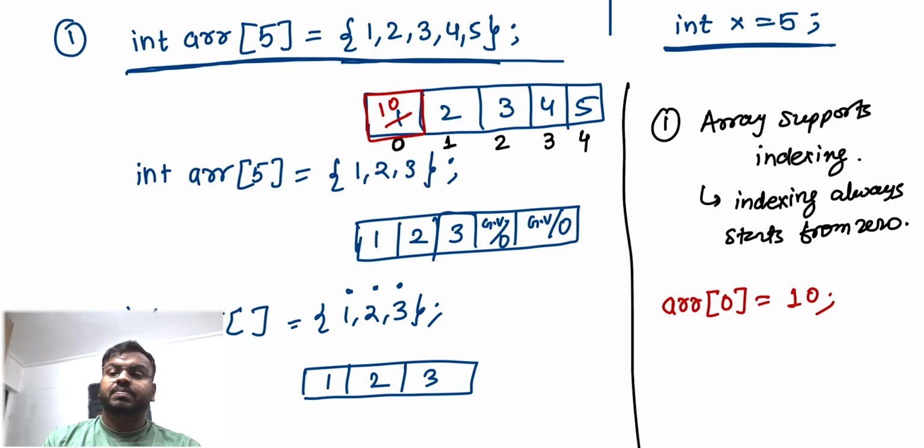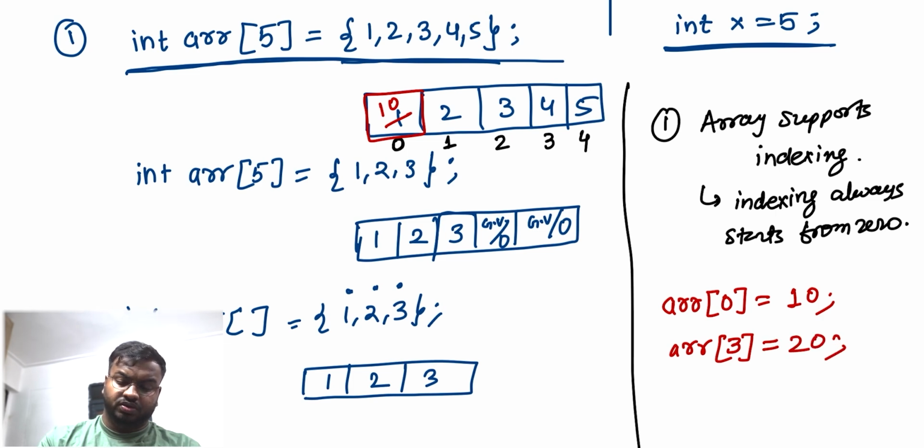So with the help of index numbers, you can access the array. For example, if you want to access and update the fourth element, you will go to the index number 3 and update it with 20. So index number 3 will be updated to 20. This is also possible. In this way you can access the elements. I hope this is clear to everyone.